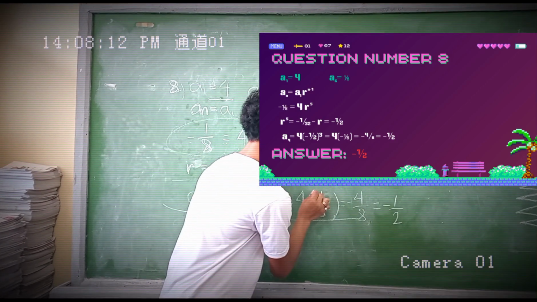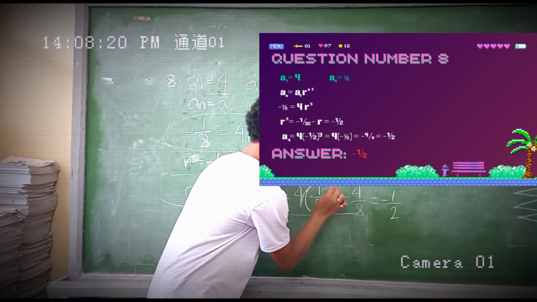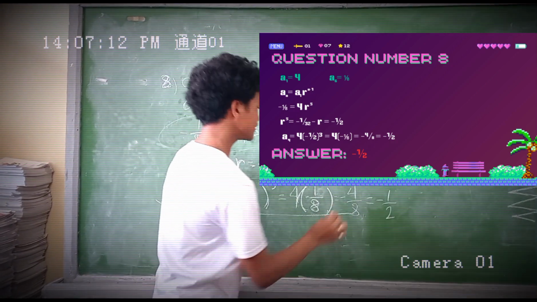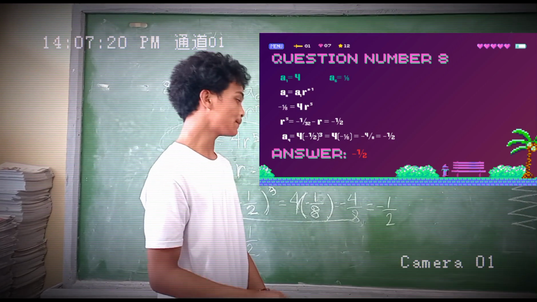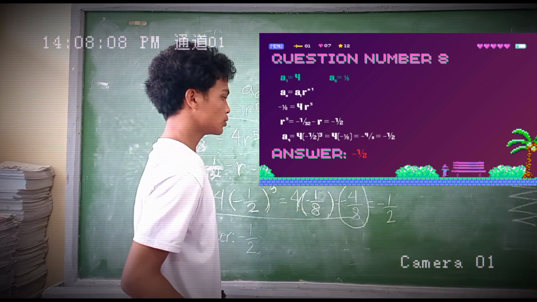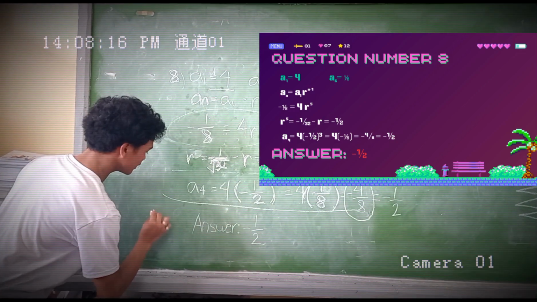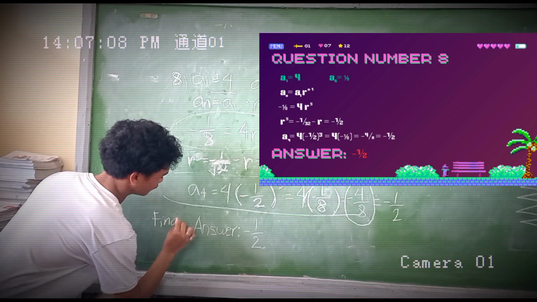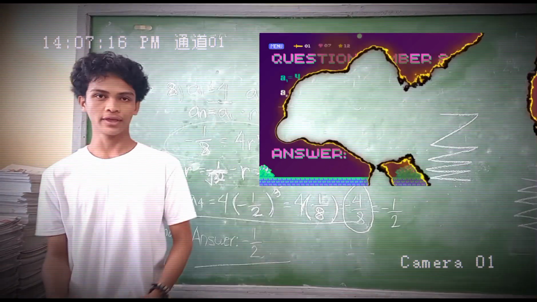So we are going to multiply this. That gives us the answer negative 4/8. And we are going to simplify this negative 4/8, which gives us the final answer, negative 1/2. Thank you very much.